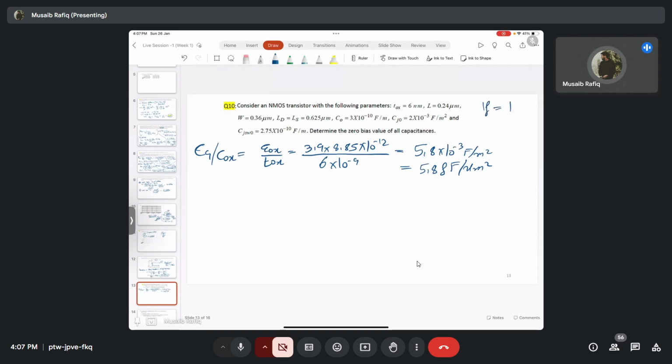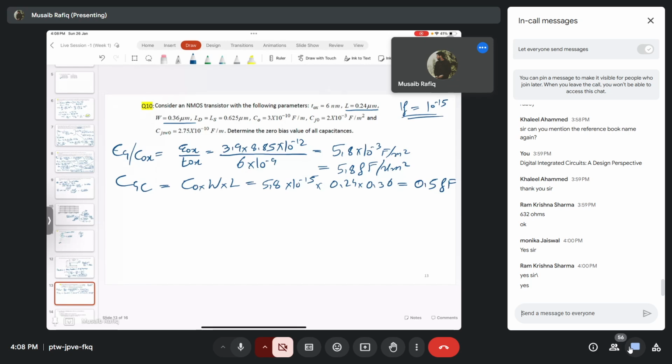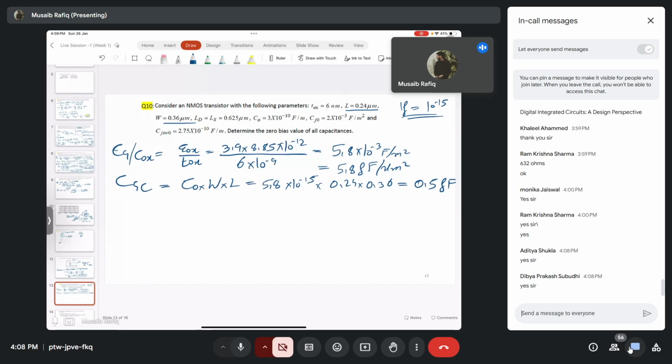So your 1 femto is 10 raised to power minus 15, right? Now CGC, gate to channel, equal to Cox W into L. So your Cox is 5.8 femtofarad, that is 10 raised to power minus 15, per micrometer square, and your W and L are also in micrometer, so we'll just write 0.24 into 0.36. If you do it correctly, it comes out to be 0.5 femtofarad. Are you guys following?